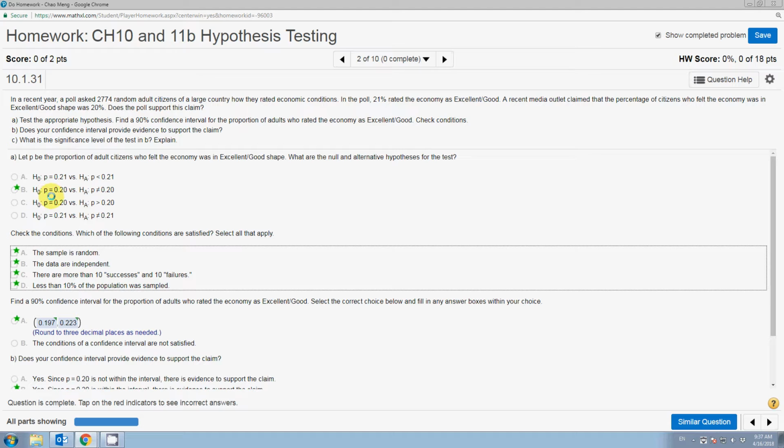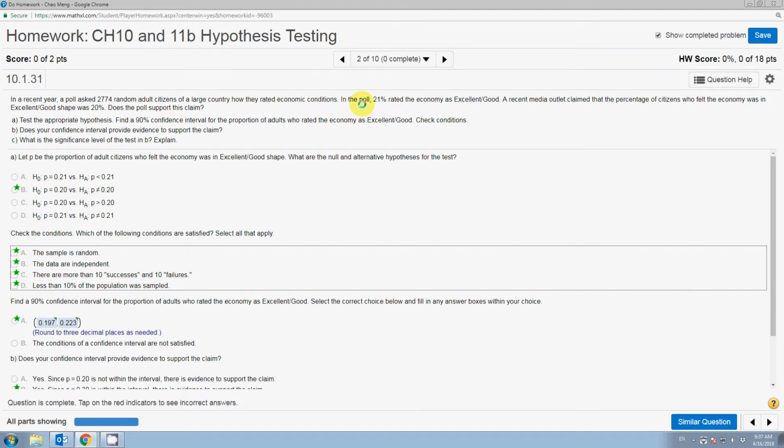And for the null hypothesis, we know after reading this question that it's about the proportion, 21% and 20%. So the population parameter is P, the population proportion. So in the null hypothesis, we say the population proportion is equal to a value. But the question is, is the value 0.2 or 0.21?